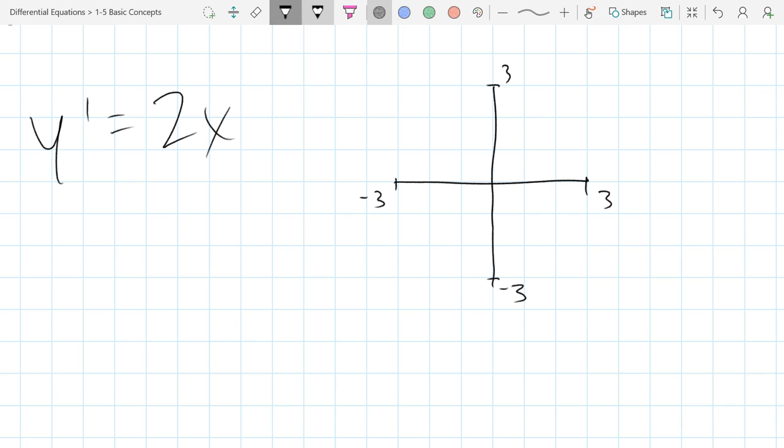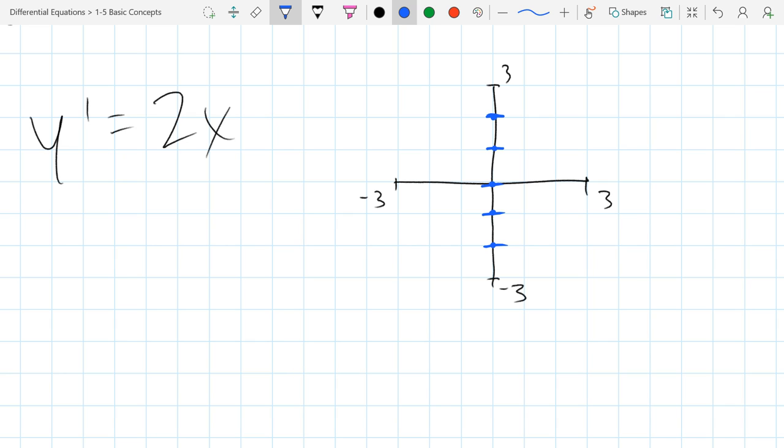And we're going to start filling out some slopes. All right, what do we get when x equals 0? What is our slope? When x is 0, our slope is 0. So that's a flat slope. So slope is 0 whenever x is 0. I'm going to use these 5 points right here. There's an infinite number of points in between, but I'm going to just draw these 5 points and the slope. So all these slopes are flat or horizontal.